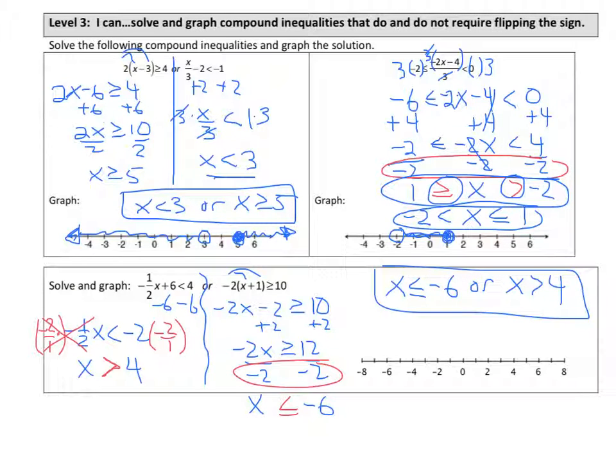And now we put that on the number line. It's a closed circle at negative 6. We shade where the numbers are less. And x is greater than 4 would be an open circle at 4, shaded to the right.